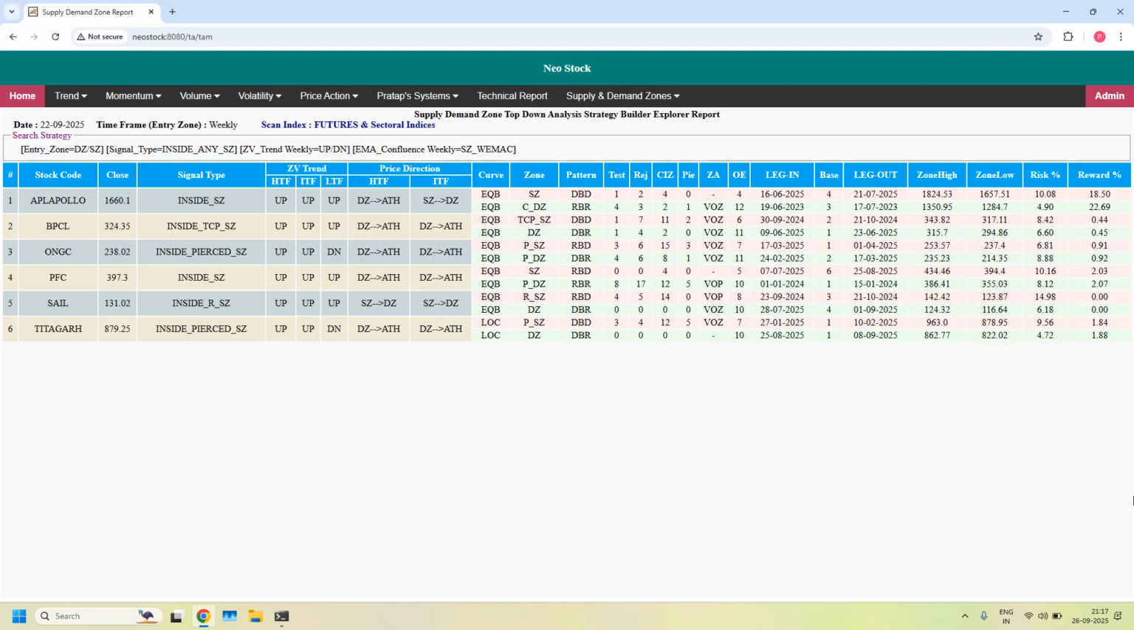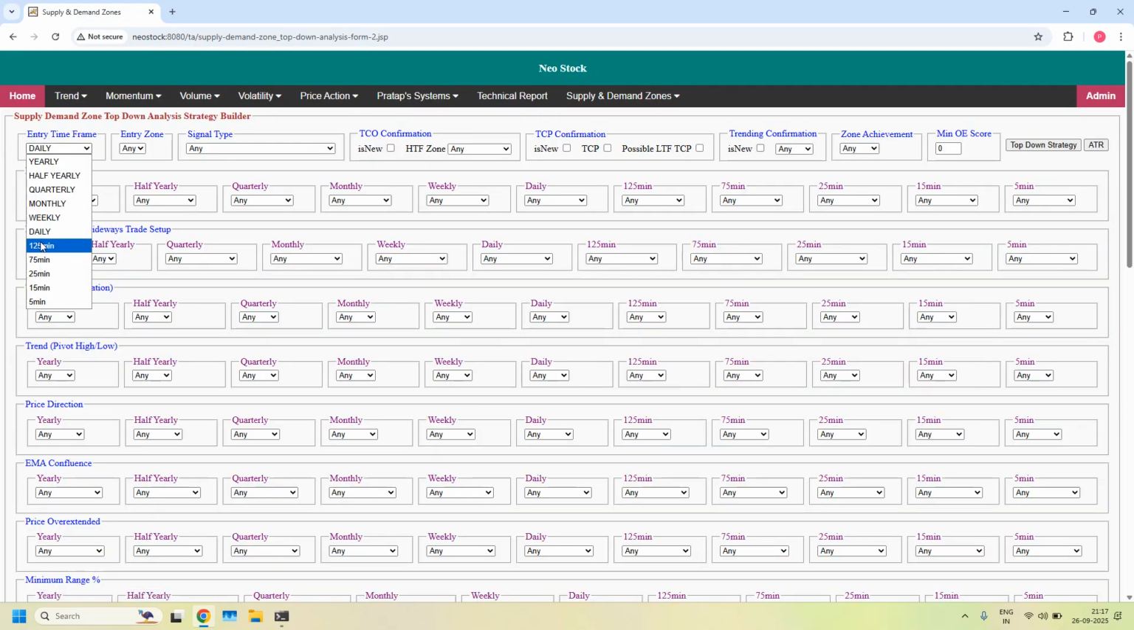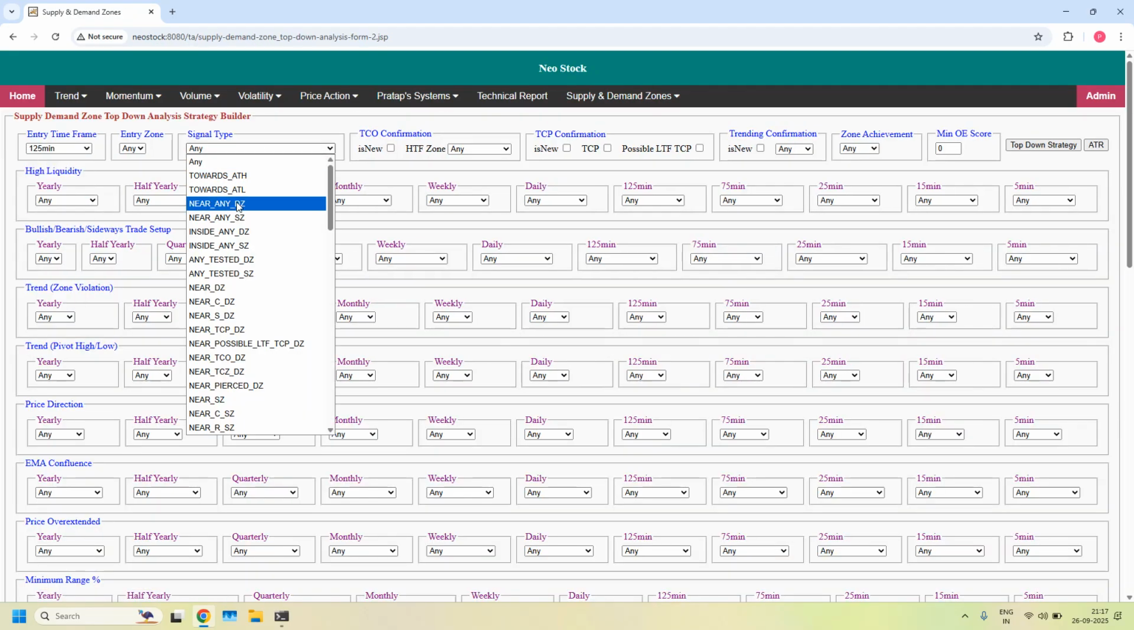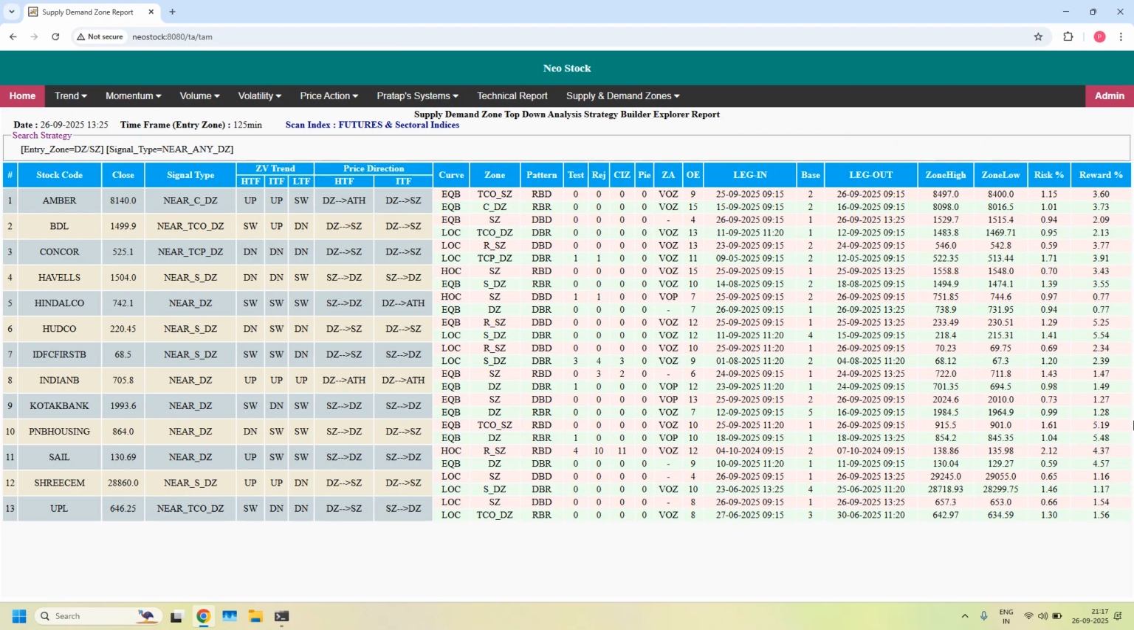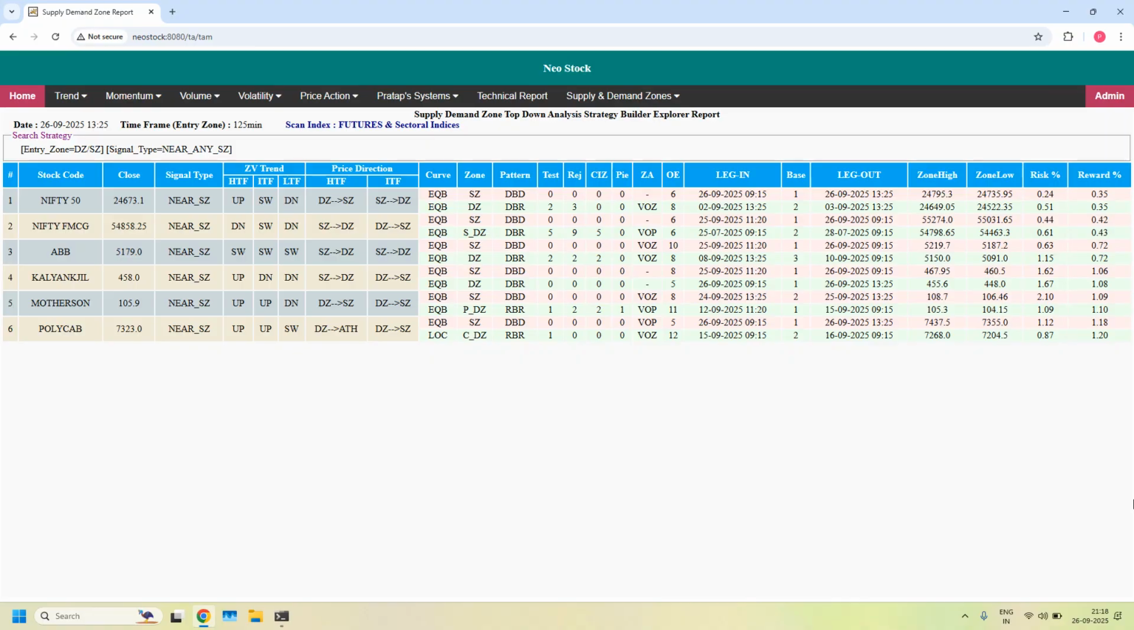So this is about stocks price closed inside the weekly supply zones. So next time frame, daily, already generated in the beginning of the report. So the next time frame is 125 minutes. Stocks near the 125 minutes demand zone, we got 13 stocks. Next, stocks near the 125 minute supply zone, we got 6 stocks.